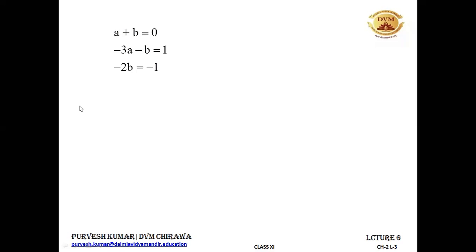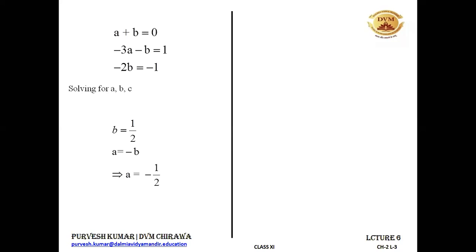So solving for A, B and C, you can write B equal to half. From equation number 3, you have written it. And A equal to minus B, that is, the first equation will give you this, that A equal to minus B. In place of B, you can write half. The value of A becomes minus half. Now we have to put the values of A and B in equation number 4 that we have obtained.